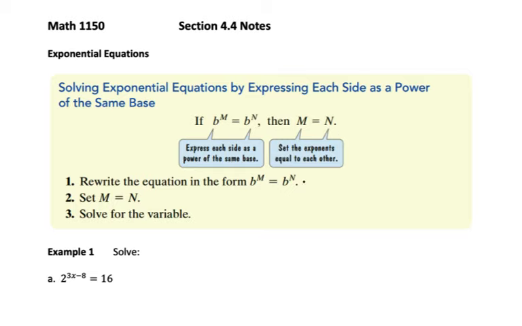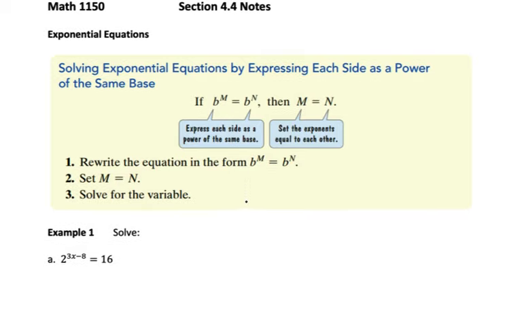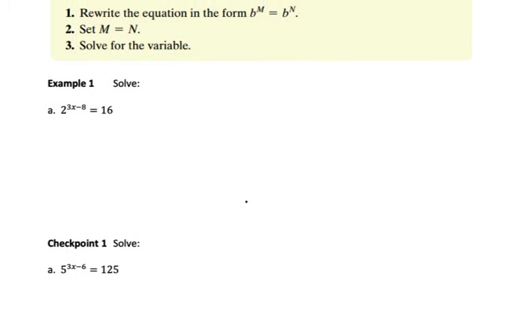So to use this to solve, we need to have the equation in the form b to the m equals b to the n. Then we can set the exponents equal to each other and solve for the variable. So we're going to look at example 1. It says to solve, we're going to do part A, 2 to the 3x minus 8 equals 16. So what I need to do first is rewrite 16 as a power of 2. So 16 equals 2 to what power? Well, you could guess and check on your calculator if you don't know, but 2 to the 4th power is equal to 16.